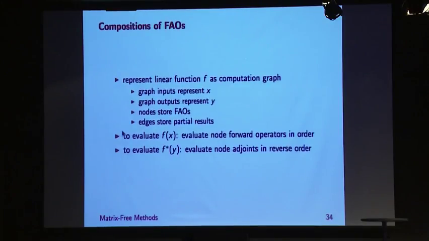Now the idea is you can actually compose these. What you do is you represent a linear function as a computation graph. You start with x on one side and go through these things. Each of the nodes is going to store one of these operators, and the edges are going to be partial results. So to evaluate f, you simply walk the graph and call the forward function. And by the way, to evaluate the adjoint is automatic. You simply walk the graph in reverse direction and call the adjoint operators.